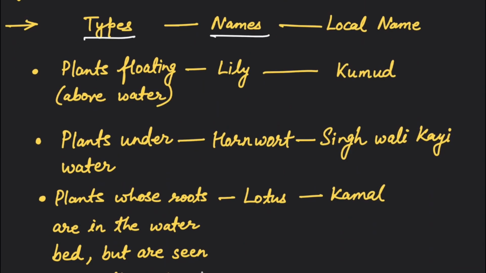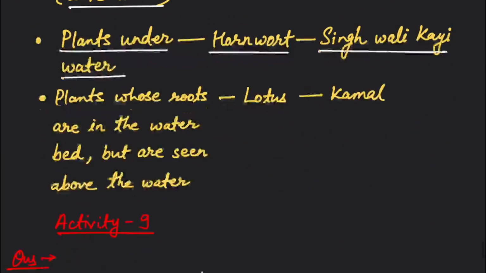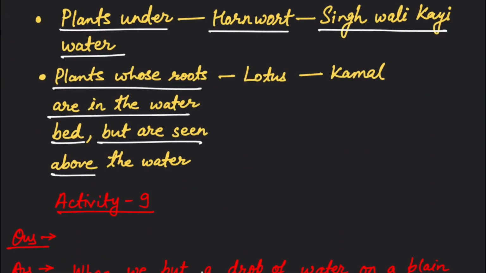Types, names, local names. Plants floating above water: Lily, local name Kumud. Plants underwater: Hornwort, local name Singhwali Kai. Plants whose roots are in the waterbed but are seen above the water: Lotus, local name Kamal.